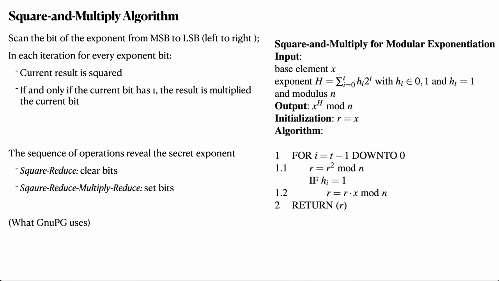The purpose of this is that the sequence of the operations reveals the secret exponent. For example, if we have square, reduce, that means clear bit. And if we have square, reduce, multiply, reduce, that means we're trying to set a bit. And this is what GnuPG uses, which is an attack example in the paper.